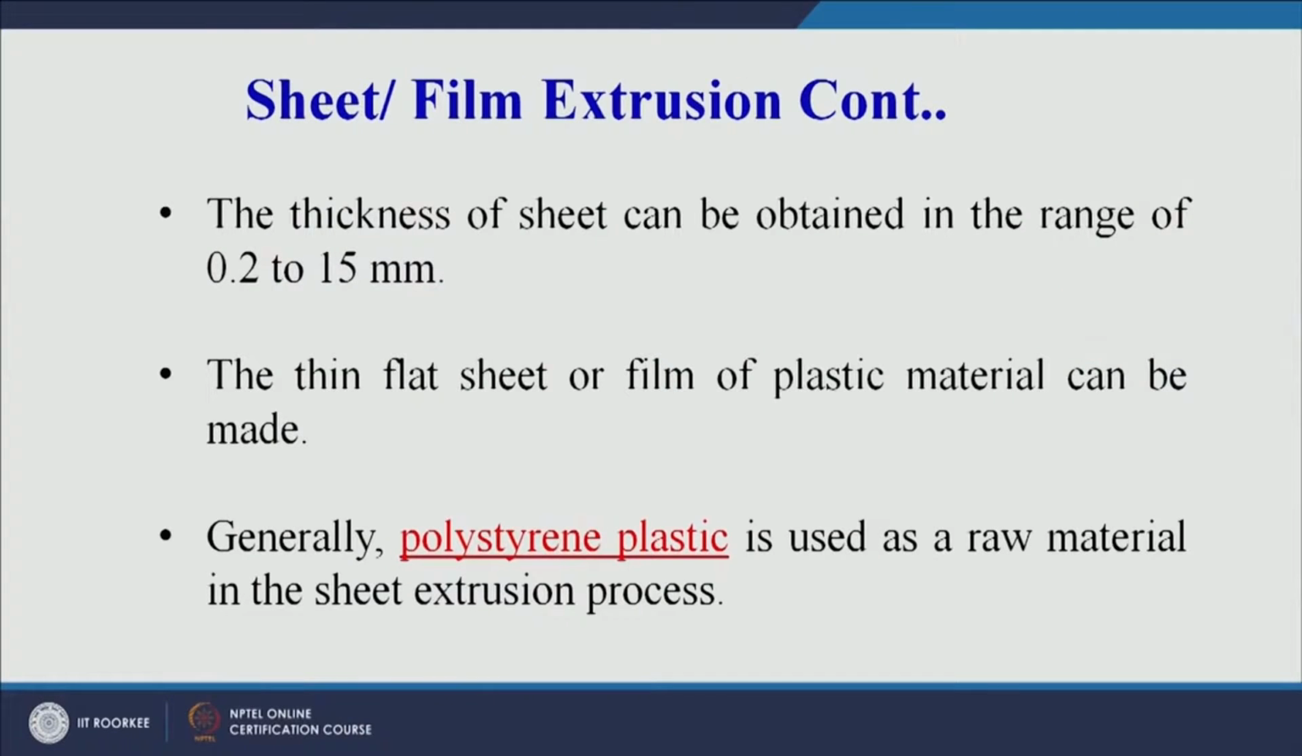The thickness of the sheet that can be obtained is in the range of 0.2 to 15 millimeter. So maybe we can get a fairly thick sheet, that is 15 millimeter. The thin flat sheet or film of plastic material can be made, that I have already explained. Generally polystyrene plastic is used as a raw material in the sheet extrusion process. So the specific type of raw material that is used, that is specific to the sheet film extrusion process, is polystyrene.